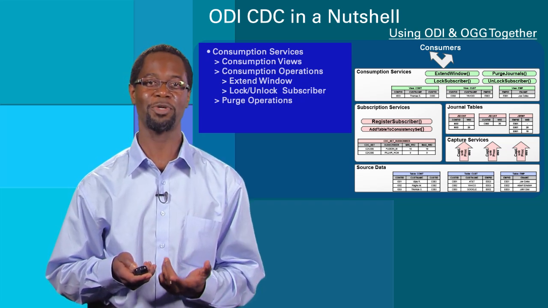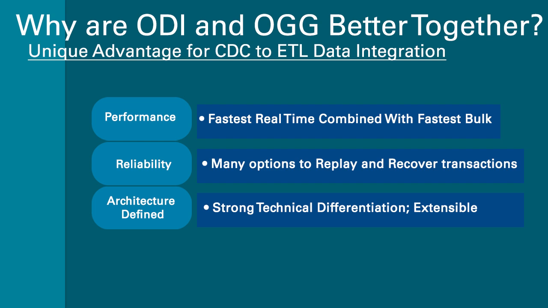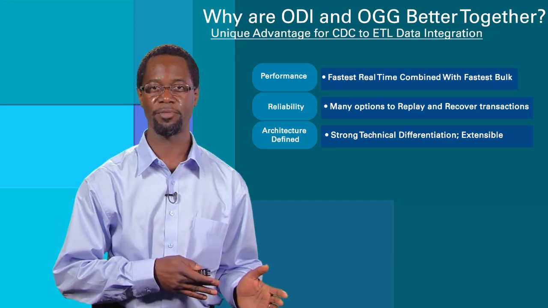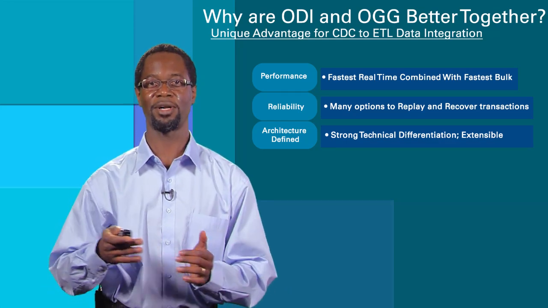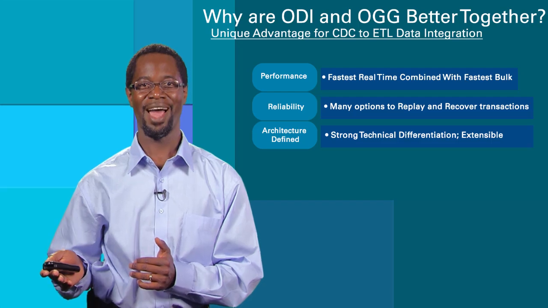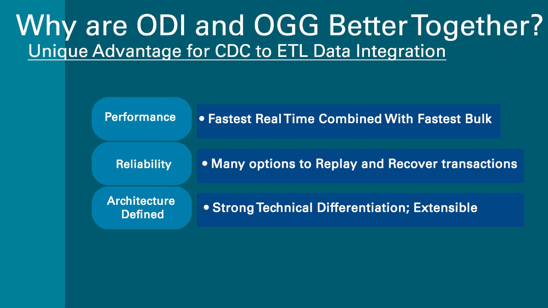So Oracle has put a lot of thought into this. So why is ODI and GoldenGate better together? For performance. It's the fastest real-time integration with the fastest bulk integration. And then we don't sacrifice reliability.